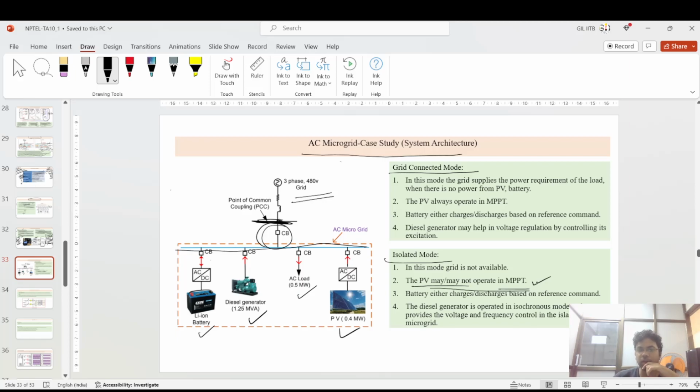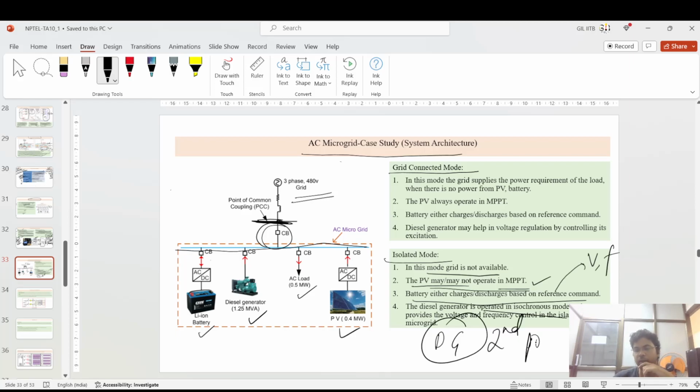So what I have told you is that PV may or may not operate on the MPPT, based upon the loading condition. And in this mode, the grid is not available, in the islanded mode. The battery either charges or discharges based upon the reference command. The reference command is in terms of voltage and frequency. And this DG generator is operated in asynchronous mode.